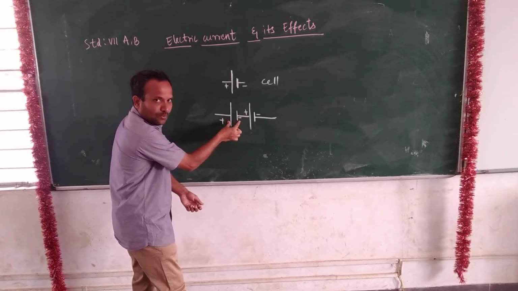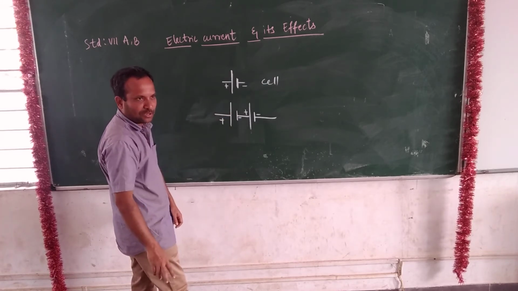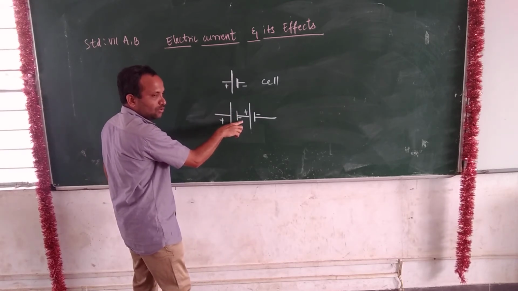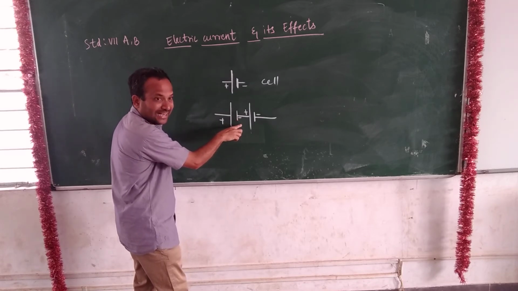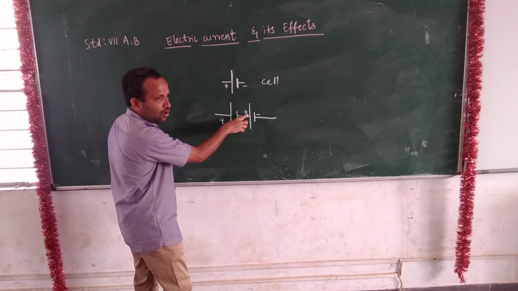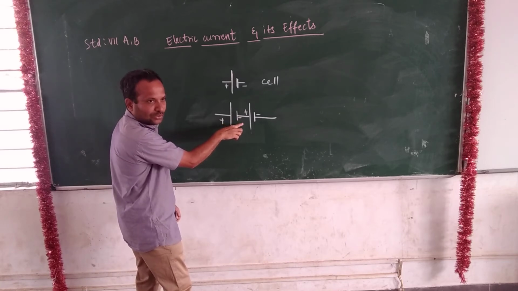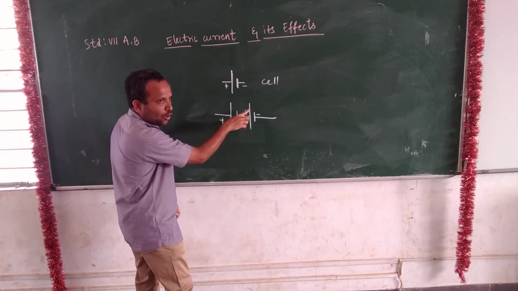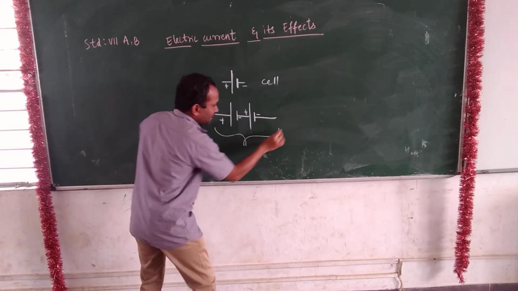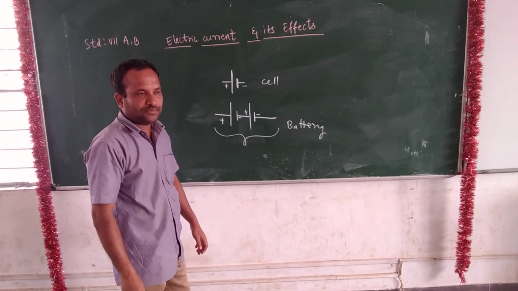This is one cell now. So this positive and negative, two ends it will be having. Those two ends are nothing but the positive terminal and the negative terminal. So the negative terminal of one cell is connected to the positive terminal of one more cell. Fine. So this together becomes the battery nowadays. This becomes the battery.